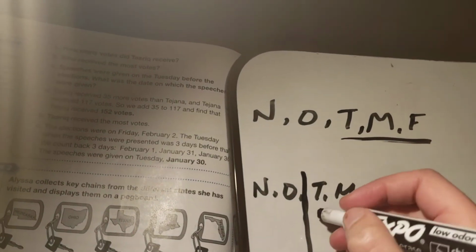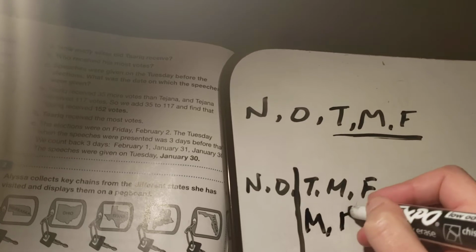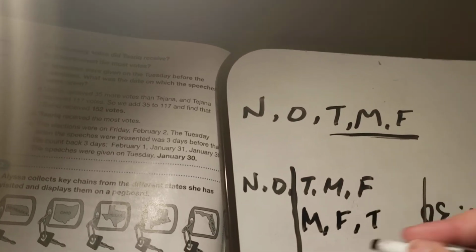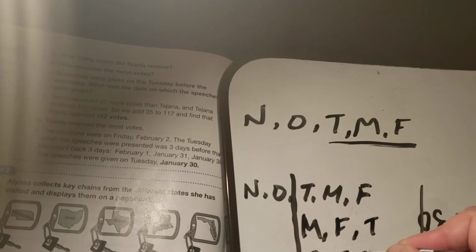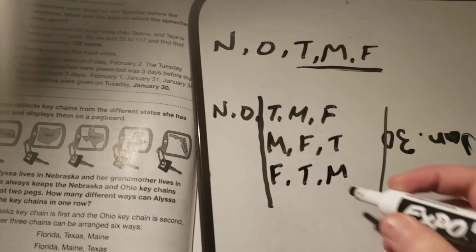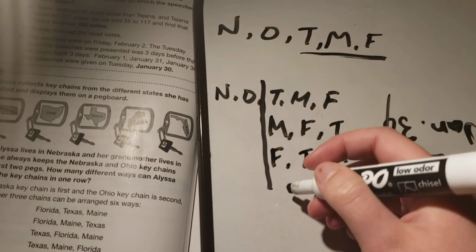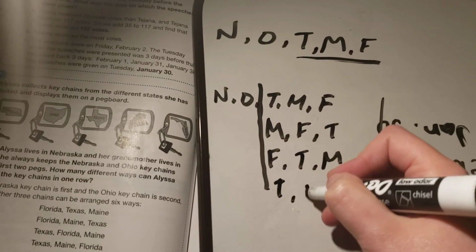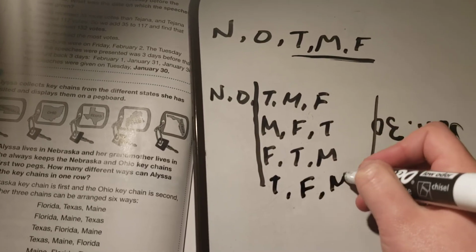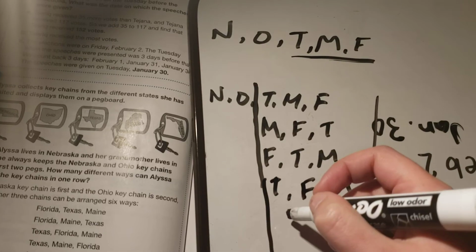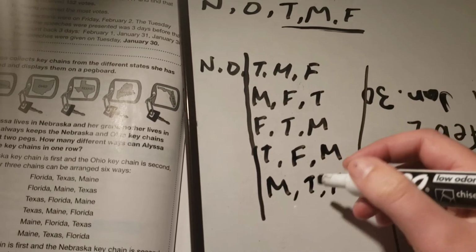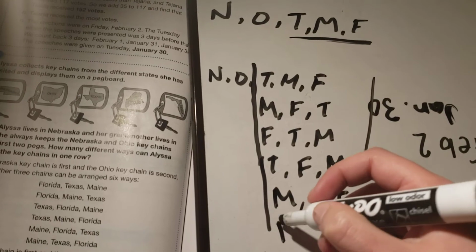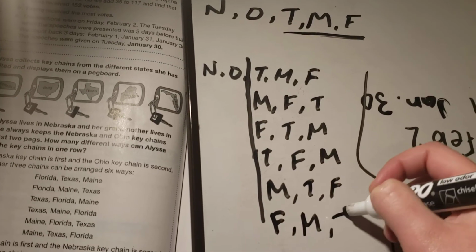We can go Nebraska, Ohio, Maine, Florida, Texas. We can go Florida, Texas, Maine. We can go Texas, Florida, Maine. We can go Maine, Texas, Florida. And we can go Florida, Maine, Texas.